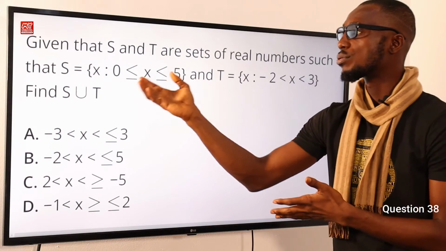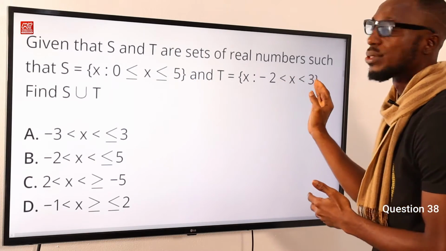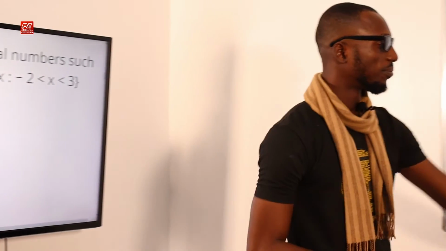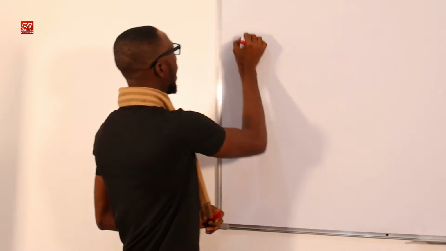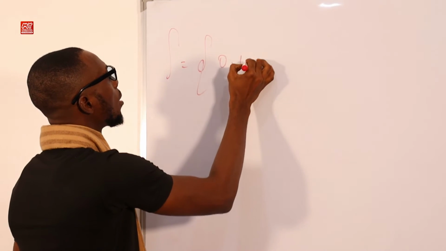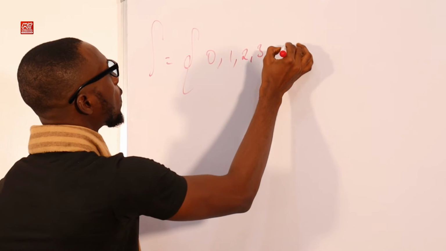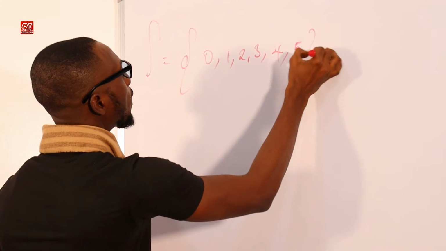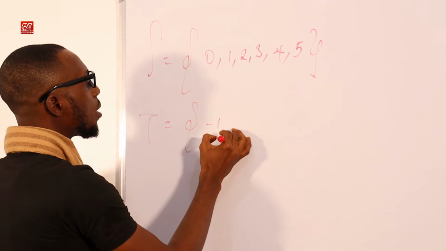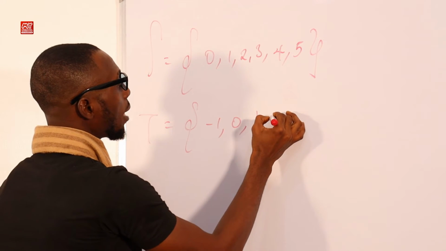So we have 0 to 5, then we have minus 1 to 2. So let's just put this forth on our whiteboard. Set S equals 0, 1, 2, 3, 4, and 5. Then set T will be minus 1, 0, 1, and 2.